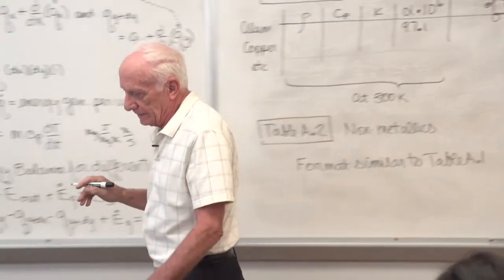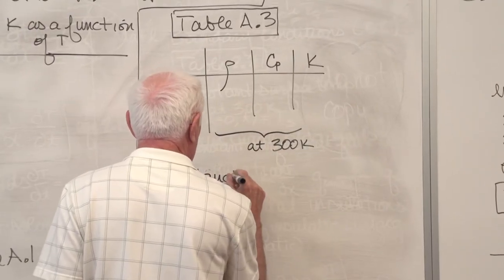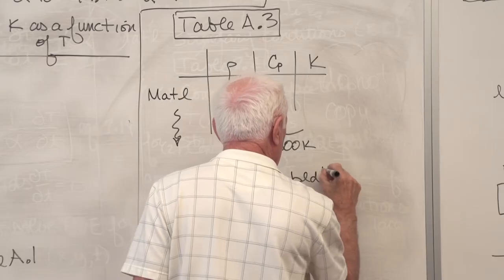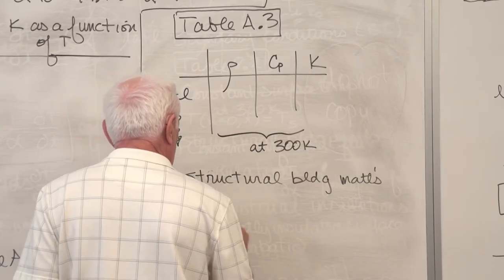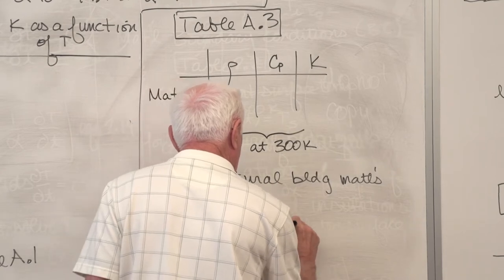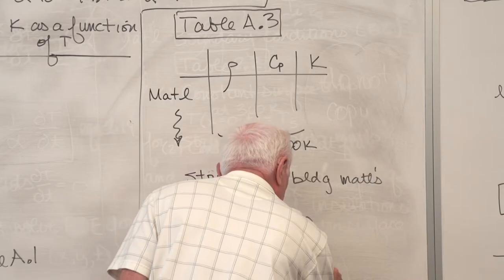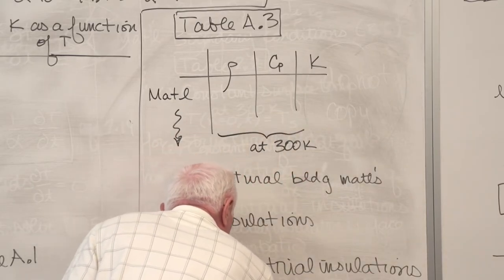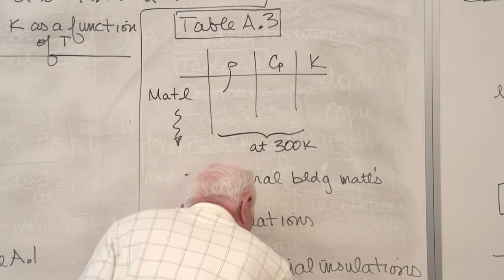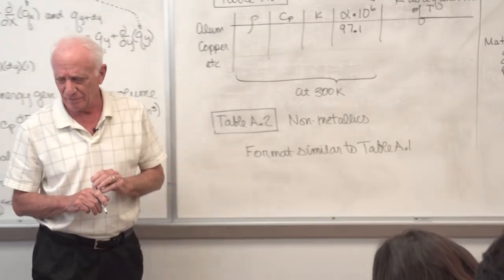So the first part of that table is titled Structural Building Materials. Okay, the second part, insulation systems. The third part, industrial insulations. The fourth part is others. So four parts, they all look like this. Density, C sub P, K. They're all at 300, except one of them has a range of temperatures, but the other three are just at 300 degrees K.